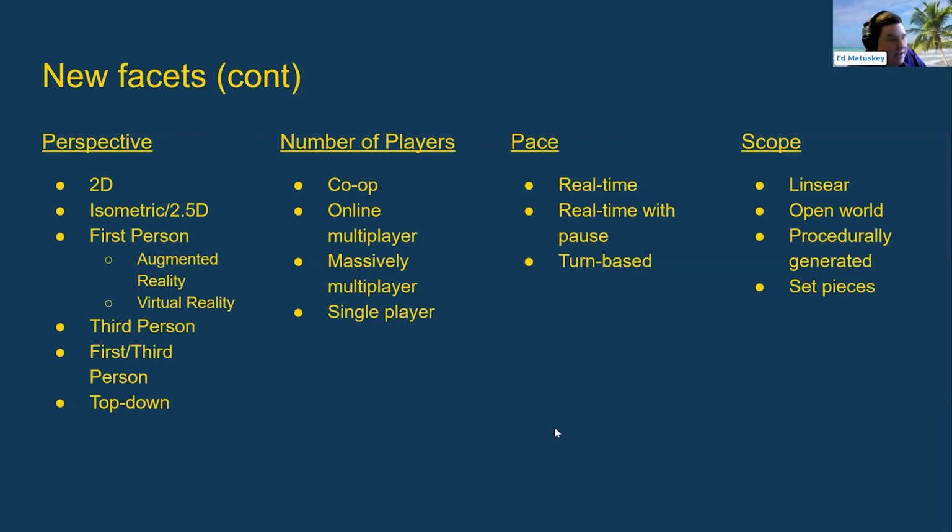Pace, again. I mostly want turn-based, or something I can walk away from for a bit if I need to. Scope. Some people like linear. Some people want procedurally generated, which is all the rage. Endless content. Open world. I just want to be able to walk around and do whatever I want. These are all things that gamers are looking for, and depending on what list of genres you're looking at, they're trying to cram them in there. So let's just break them out.